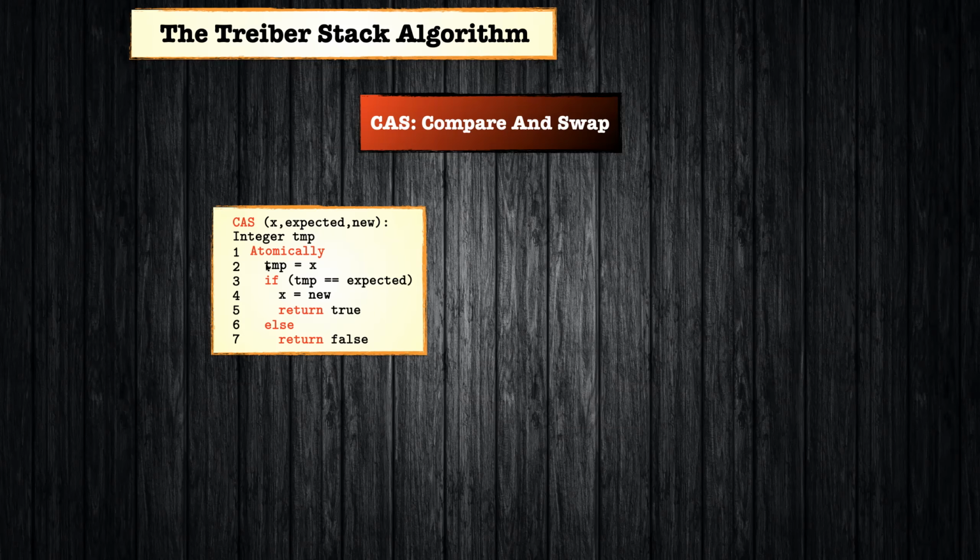Assign x to temp. Now check whether temp is equal to expected. If temp is equal to expected, then assign to x the value new and return true, otherwise return false. So this means that you check whether the value of x is the expected value. And if it's the expected value, then you change it to new and return true. So this means that the CAS operation has been successful. Otherwise, return false.